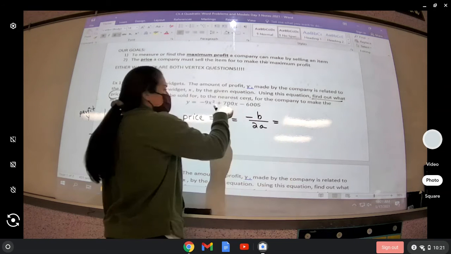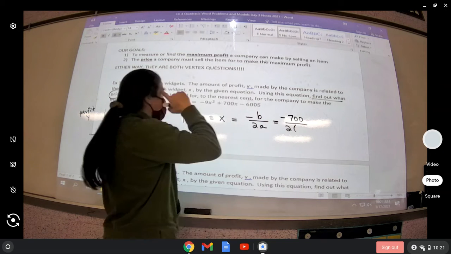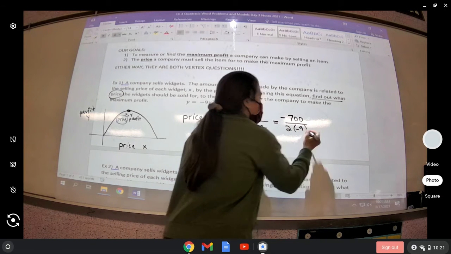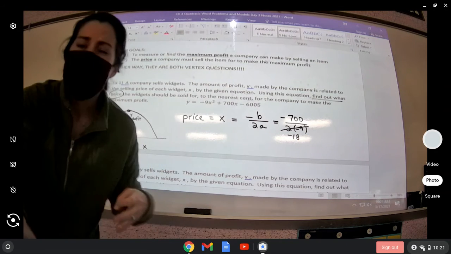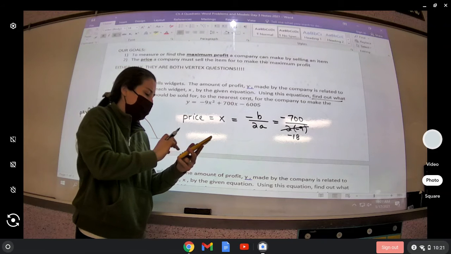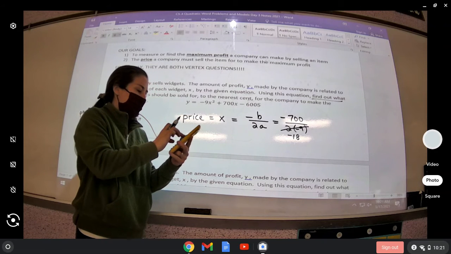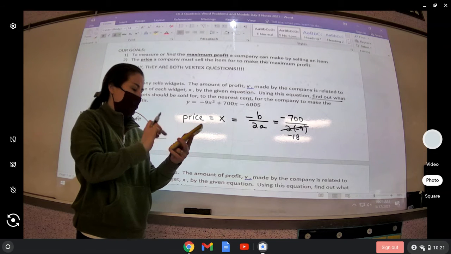So the opposite of b will be negative 700 divided by 2 times a, which is negative 9. Well, 2 times negative 9, guys, that's really negative 18. So ask your calculator, and you can drop the negatives. We know the answer is going to be positive. What's 700 divided by 18? Hold on, my calculator.